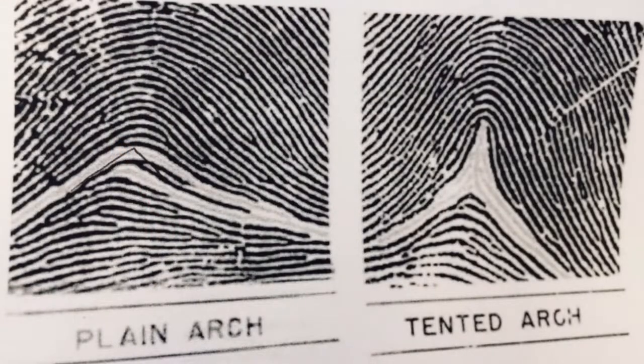There are two types of arches, the plain arch and tented arch. The plain arch often resembles a hill, while the tented arch spikes in the middle at an angle less than 90 degrees.